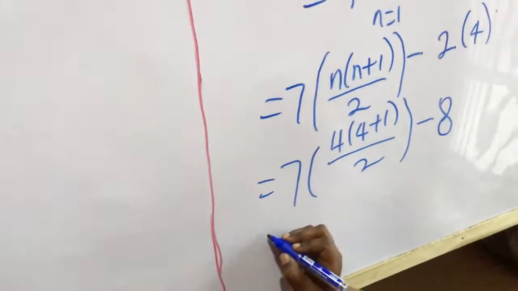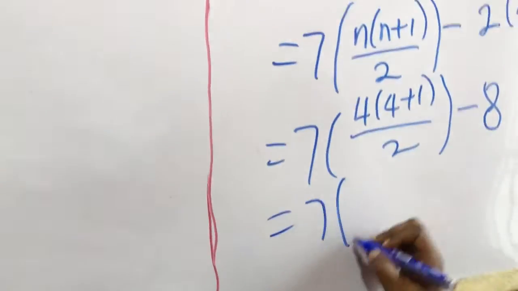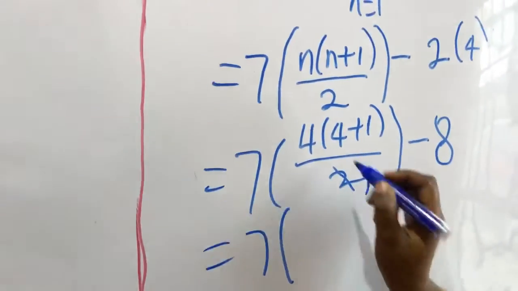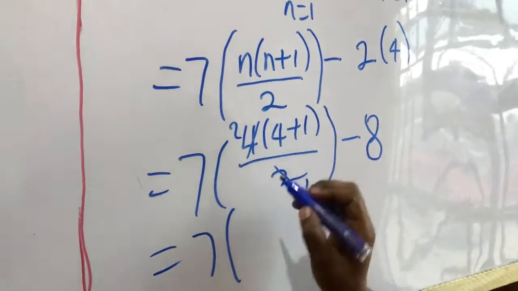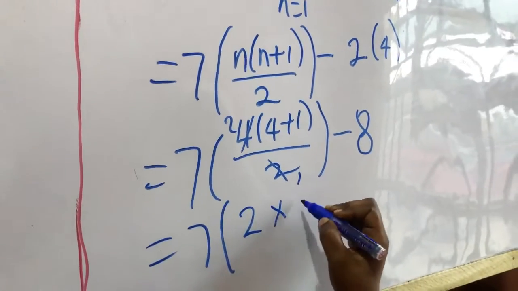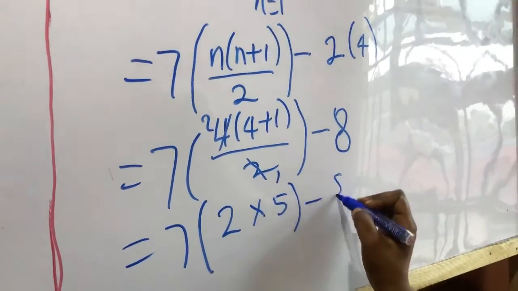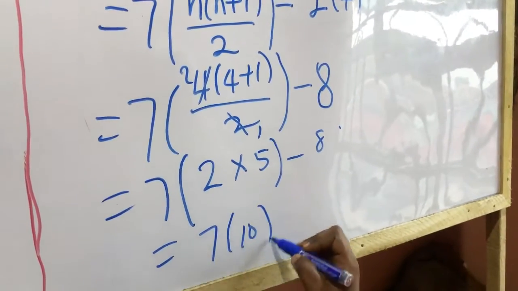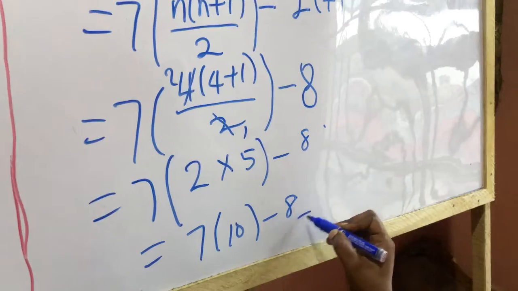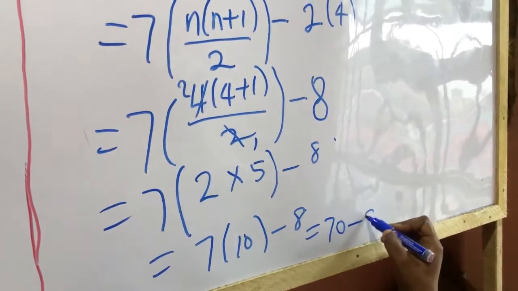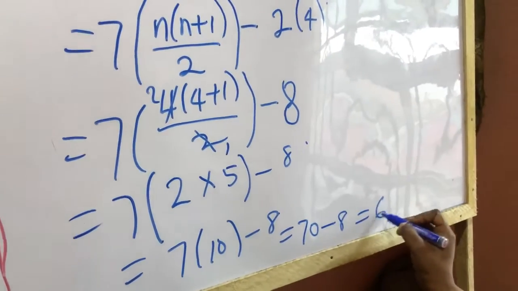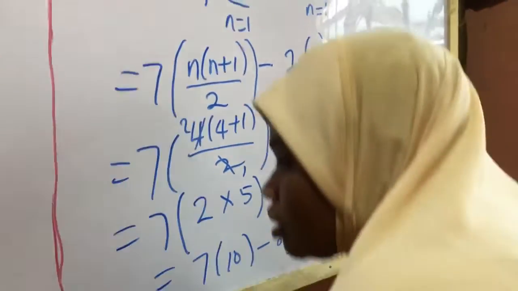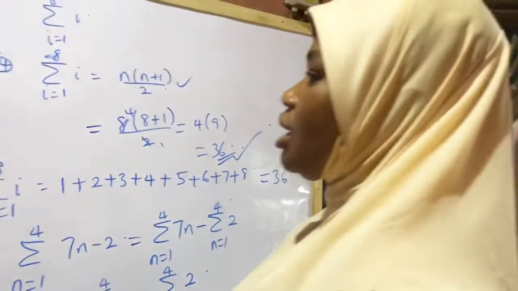So this is equal to 7 times the bracket. So here 1, here 2. This is 2 multiplied by 5 and minus 8. So this is equal to 7 multiplied by 10 minus 8, which is equal to 70 minus 8, and it is equal to 62. So let's check whether we'll get the same answer.